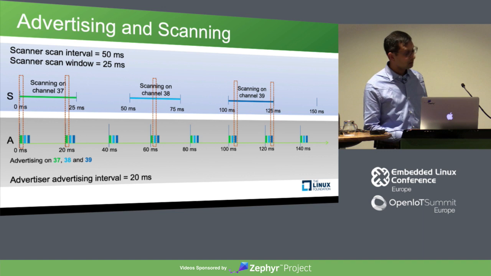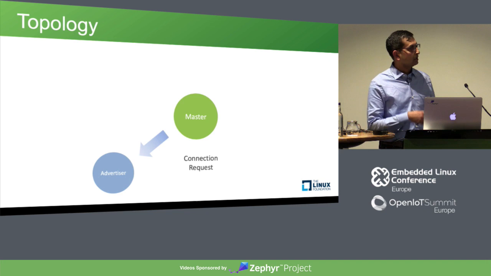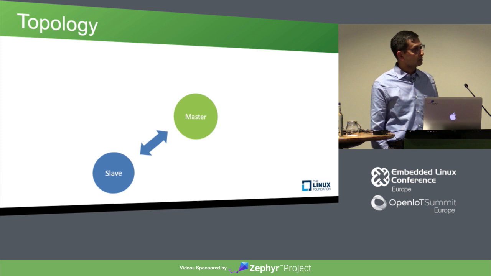The topology: a scanner, and then you have an advertiser. The advertiser is advertising. A scanner would be listening to the advertisement. The scanner, if it is in the initiator role, would send a connect request packet to the advertiser, and then the connection is established. So basically, a scanner becomes an initiator and becomes a master. An advertiser would become a peripheral if it is in connectable advertising.